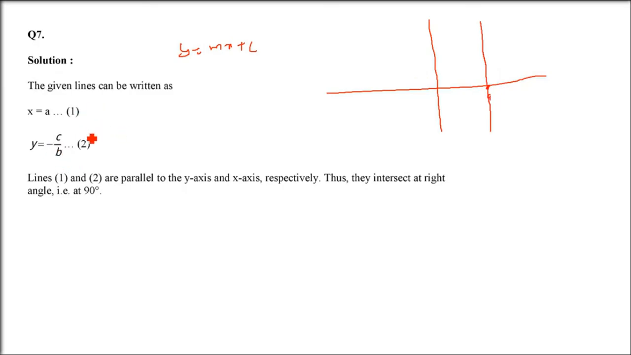And y is again a constant, minus c by b. That means this line is parallel to the x-axis because there is no x term here. X is 0 here. So it's parallel to the x-axis. Now when a line parallel to the x-axis and one parallel to the y-axis intersect, it will be 90 degrees because these are coordinate axes only. You can also find it out using m1 and m2, and the same thing will come.